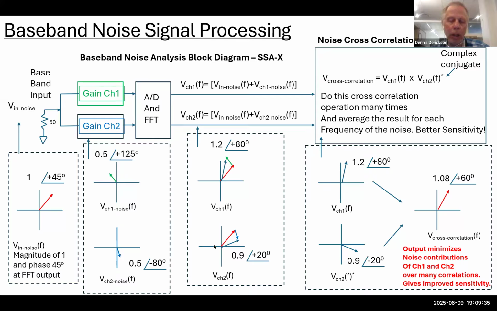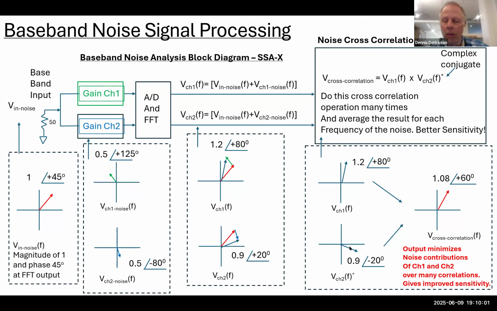On channel 2, we're going to have the 50 ohm noise amplified again, but we'll also have this internal channel 2 noise, which is in a different direction, and we'll have this vector here adding together. When we add the vectors at the output, we're going to get this resultant right here, which is going to be 1.2 angle of 80 degrees. That's a vectoral sum of the thermal noise plus channel 1 noise.